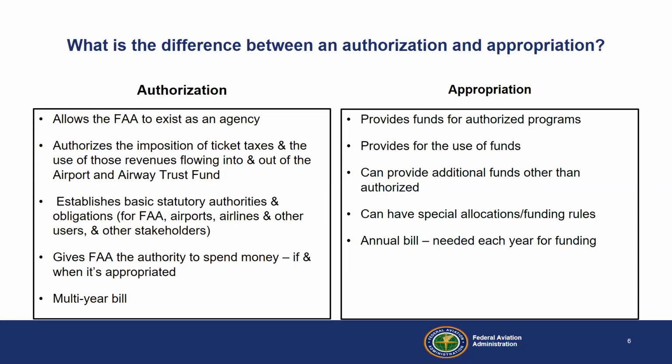Our appropriation, so we have authorization as permission, appropriation is money. This is generally an annual bill. It allows the money to be used that is collected under the authorization. So it sometimes can have additional money. It sometimes has special allocations or different funding rules of how we spend the money.